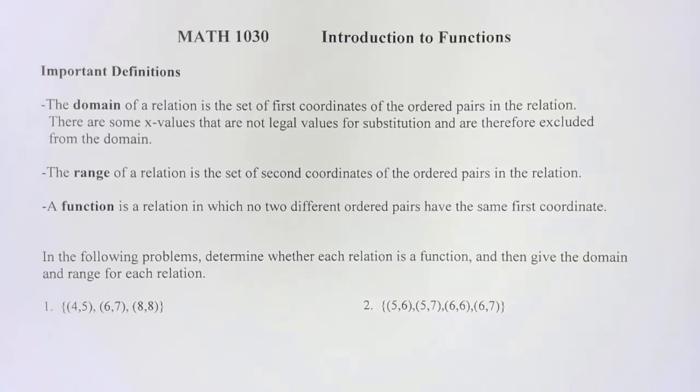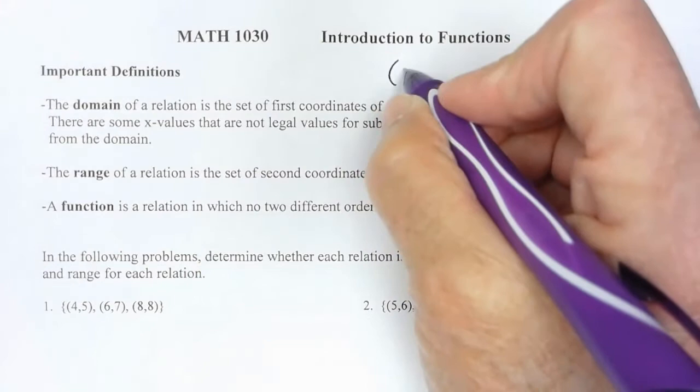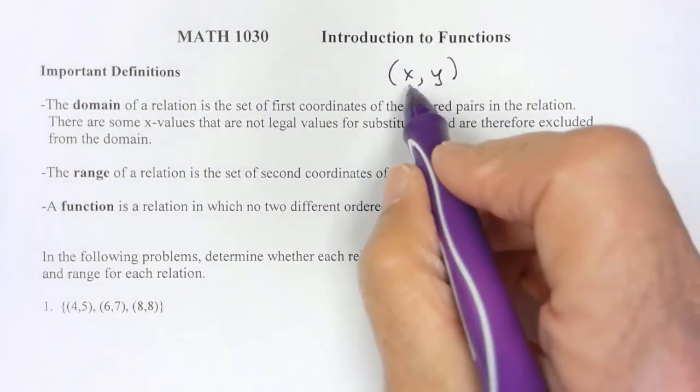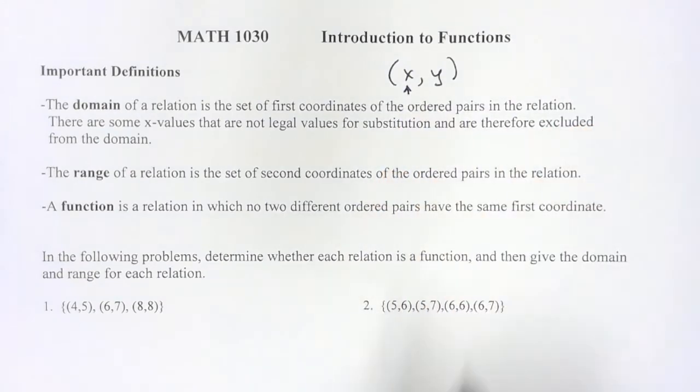We are going to be working with functions. These are some important definitions that you need to know. The domain of a relation is the set of first coordinates of the ordered pairs in the relation. There are some x values that are not legal values for substitution and are therefore excluded from the domain. So if this is the first coordinate, if you remember your coordinate point, it's always x comma y. So the domain is referring to your x values.